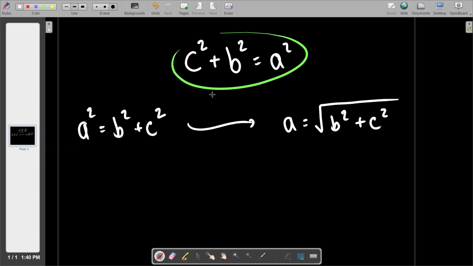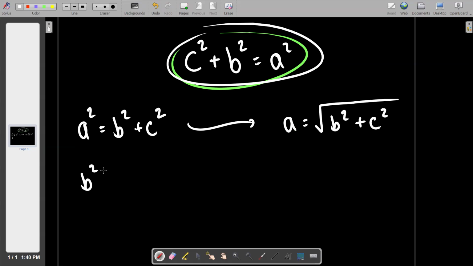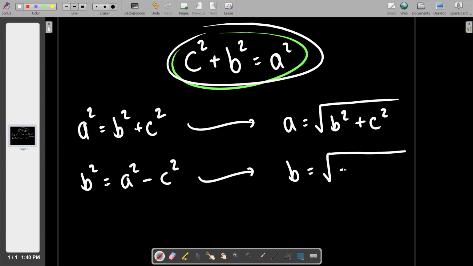But if I wanted to get B by itself, then I could manipulate that equation up there, the one in the oval. I could say B squared, if I get it by itself, is A squared minus C squared. So that's just me moving the C squared to the other side. That's some really basic algebra. So then B is equal to the square root of A squared minus C squared.